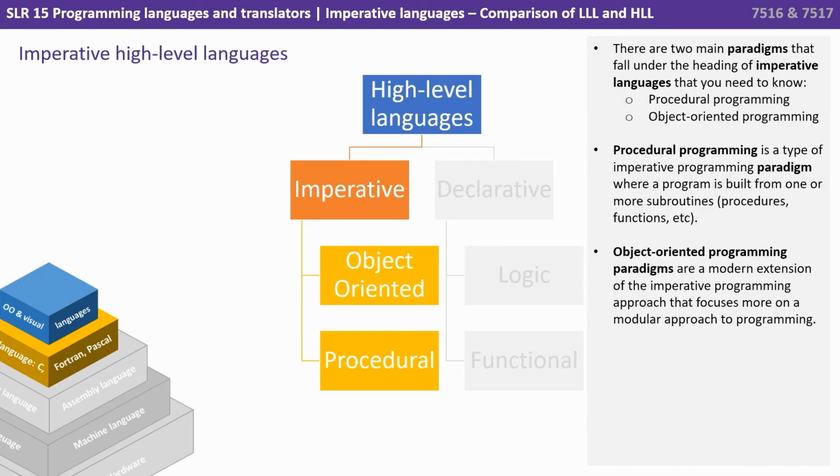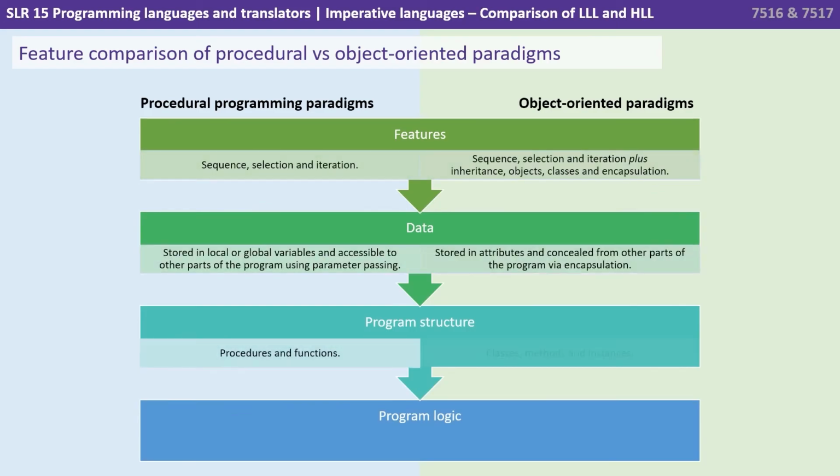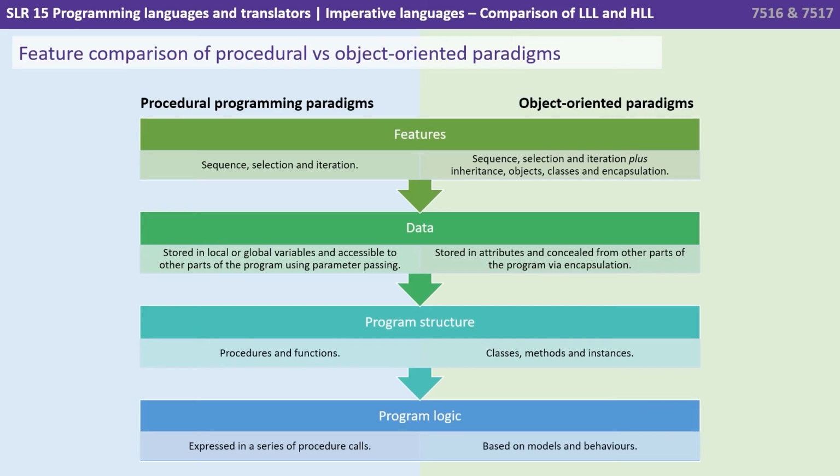There are 2 main paradigms that fall under the heading of imperative languages that you need to know about, and they're procedural programming and object-oriented programming. Procedural programming is a type of imperative programming paradigm where a program is built from one or more subroutines, so procedures or functions. The object-oriented programming paradigm is a modern extension of the imperative programming approach that focuses more on a modular approach to programming. Here on the screen, we have a comparison of the features of procedural programming and object-oriented paradigms.